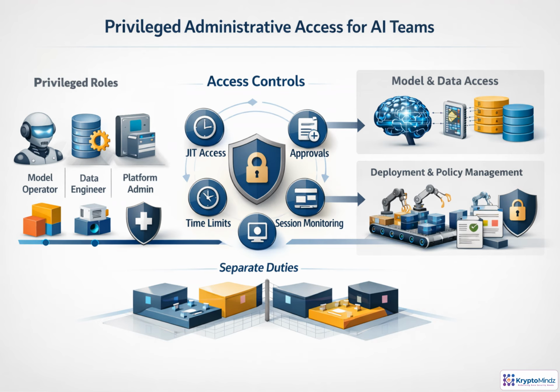AI administration creates privileged roles that can affect real outcomes: data exposure, model behavior, policy enforcement, and production releases. Treat these roles as high-risk access, not ordinary app usage. Use privileged access management, such as Entra PIM or Okta, so elevation is approved, just in time, time-limited, and monitored. Separate duties as well, so the same person cannot freely access data, deploy models, change policy, and respond to incidents without oversight.